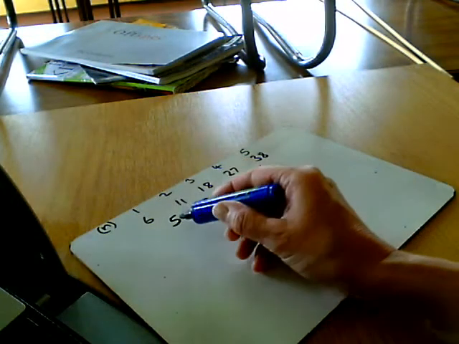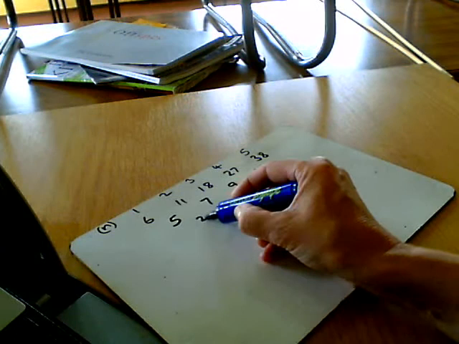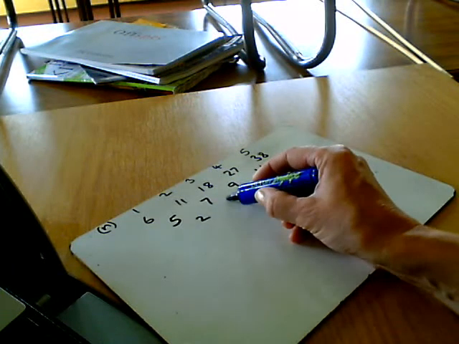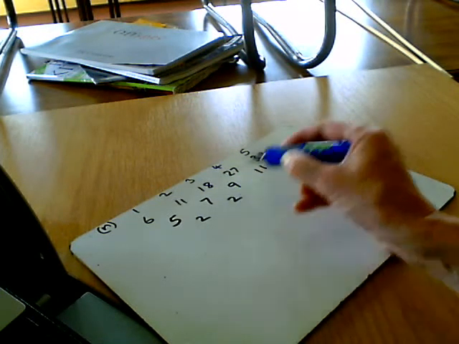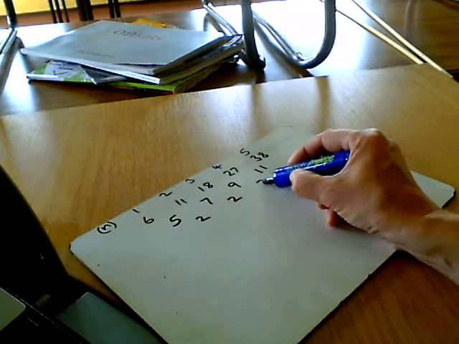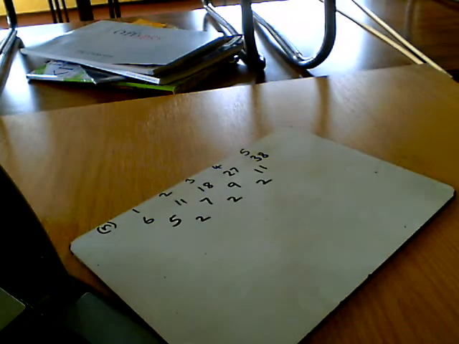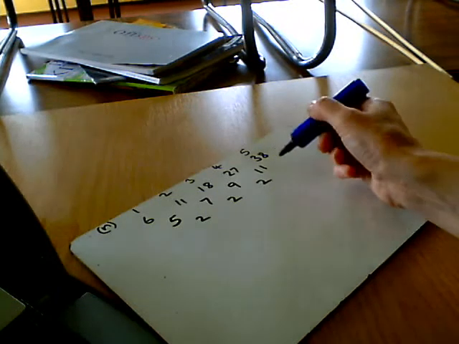go again. Difference between 5 and 7 is 2. Difference between 7 and 9 is 2. The difference between 9 and 11 is also 2. So I now know that it's a quadratic sequence because there are two differences, two stages.